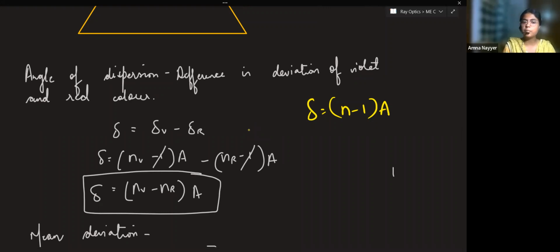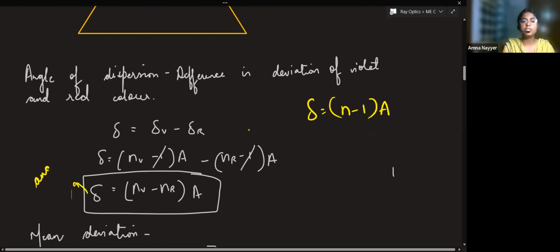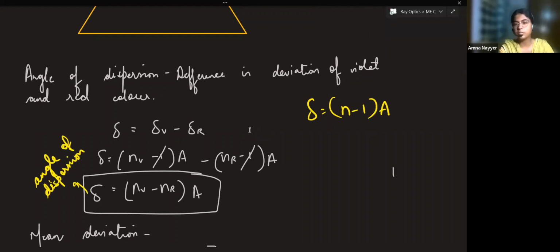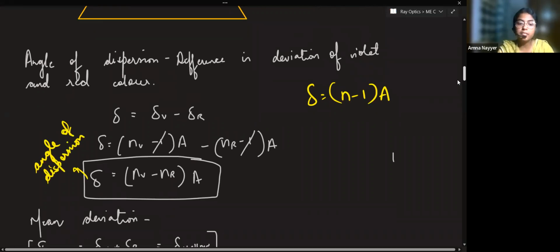If you subtract, minus 1 gets cancelled. Here you have (NV minus NR) into A. So this is what? This is the angle of dispersion. Now, what is mean deviation?